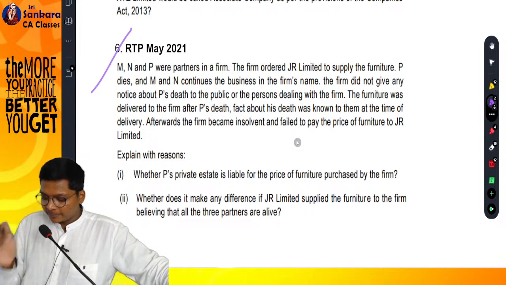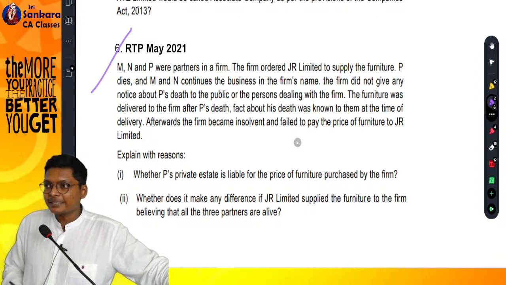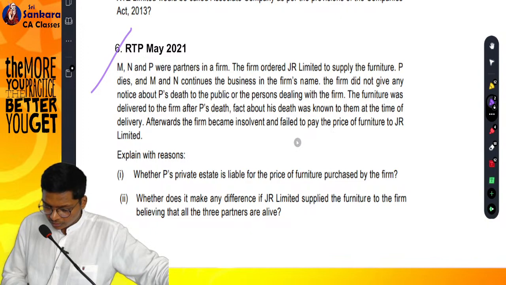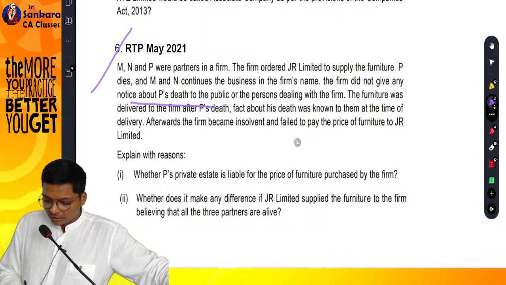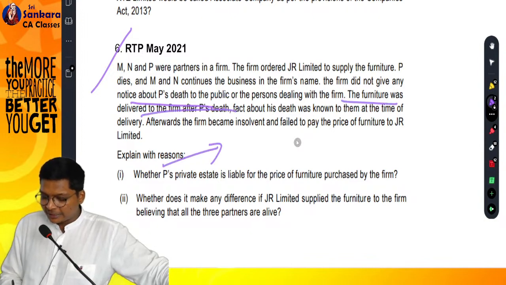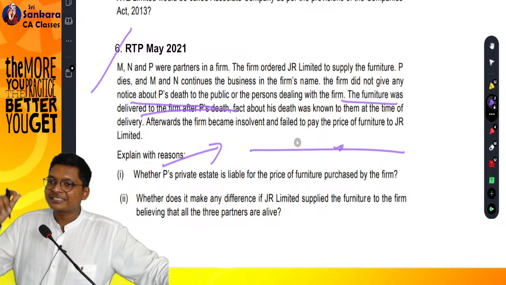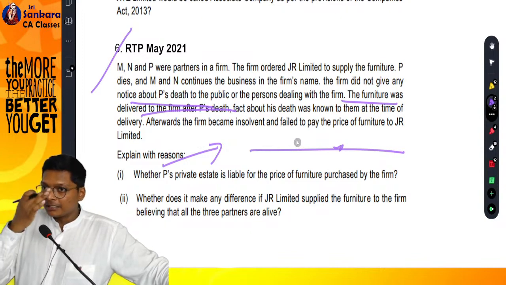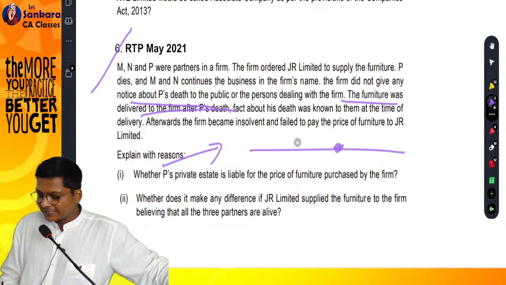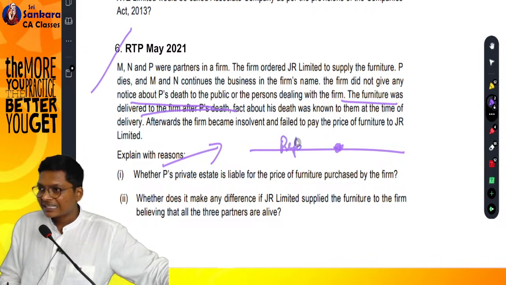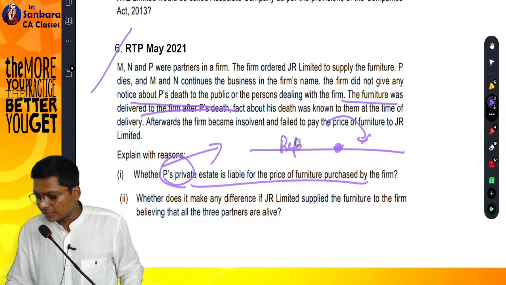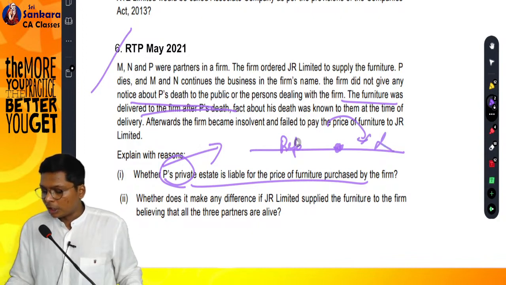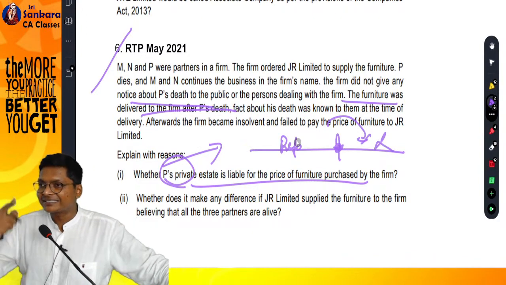Same question we saw. Let me repeat. Here the parties purchase some furniture, but after the purchase, P died. After P's death only the furniture was delivered. We discussed it depends on when the furniture is entered in books. If the entry is passed before death, then P's private estate will be liable. If the entry is entered after P's death, he is not liable because liability is incurred after his death.